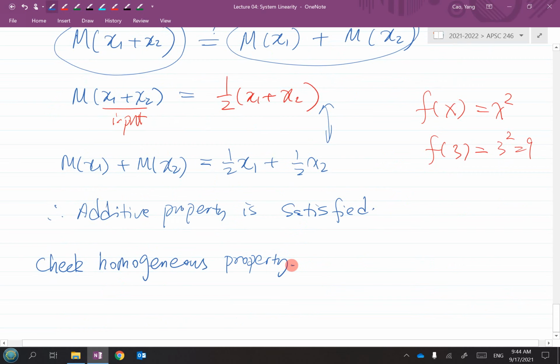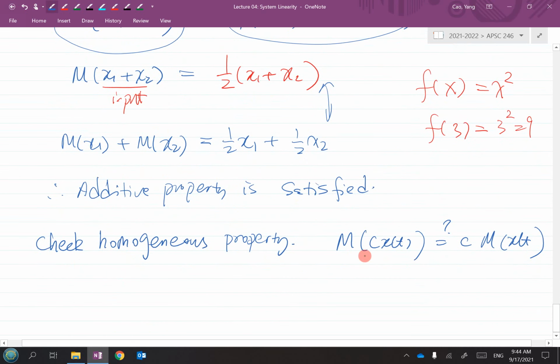Homogeneous property means you need to check, are these two expressions the same as each other or not? Okay, you need to check this. Again, I have a question mark here because I don't know yet, right? So you're not supposed to put down this equal expression right away. So again, I have to produce a result for the left and the right separately. So let's look at the expression for the left side first.